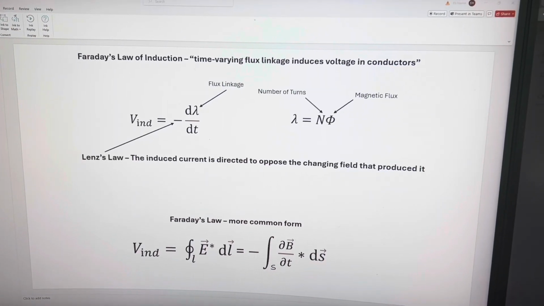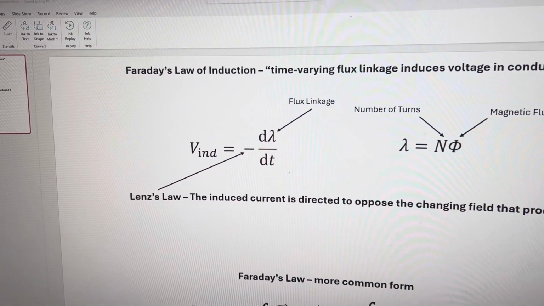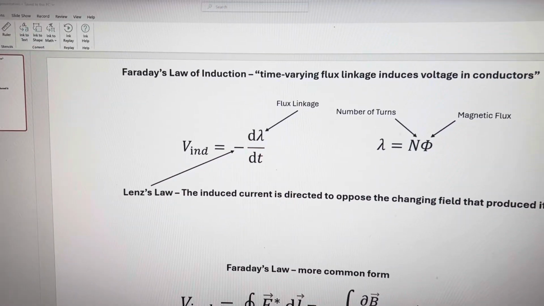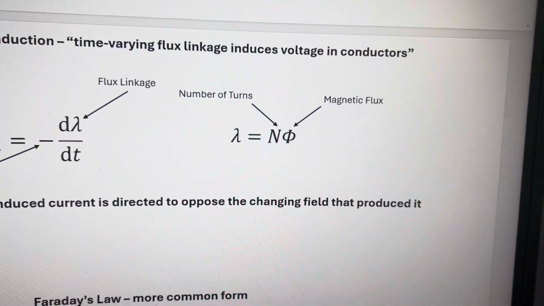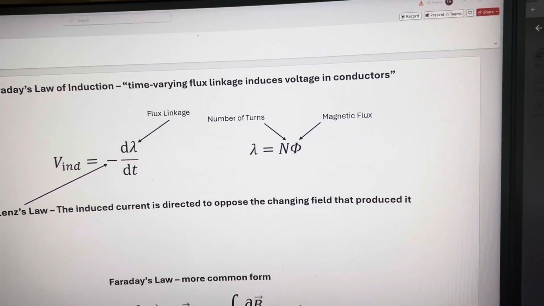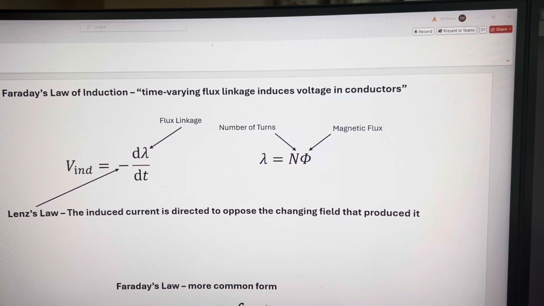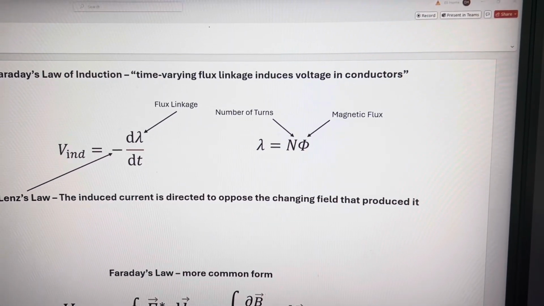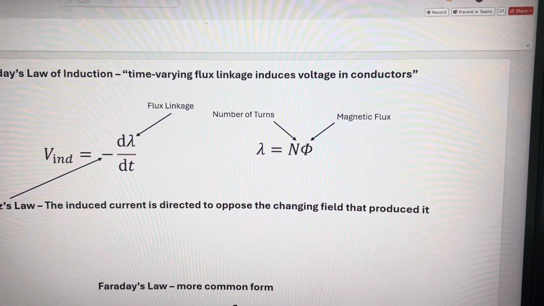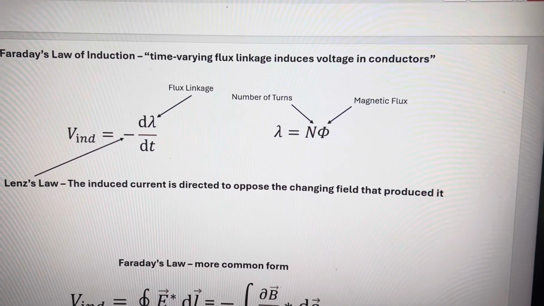First, I want to start by talking a little bit about Faraday's law. As you can see, to create the highest possible induced voltage, in magnitude at least, you want to maximize the rate of change of your flux linkage. And flux linkage is simply the number of turns of wire you have times the amount of magnetic flux that's going through it. So the key is to have a lot of turns of wire and have a high amount of magnetic flux going through those turns, and then vary it very quickly. In other words, to vary the flux linkage as fast as possible.